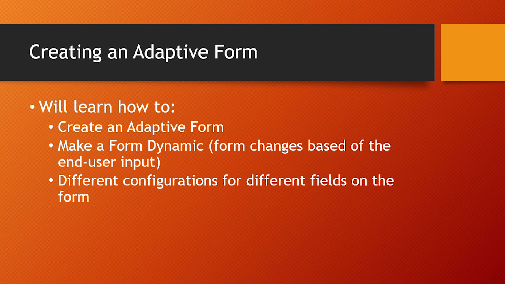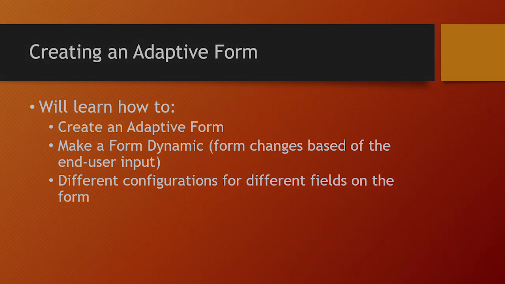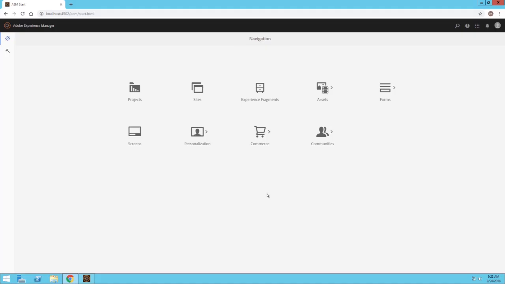So creating forms is a really easy process that can take only minutes, depending on the size or the complexity of the form. Today we'll just be creating an adaptive form. We will then take a look at how to make that form dynamic, and we'll look at some of the different configurations we can apply to different fields on our form. So let's get started. We're just going to create a basic form that gathers some basic information like someone's name, maybe their birth date, email address, and maybe their telephone number as well.